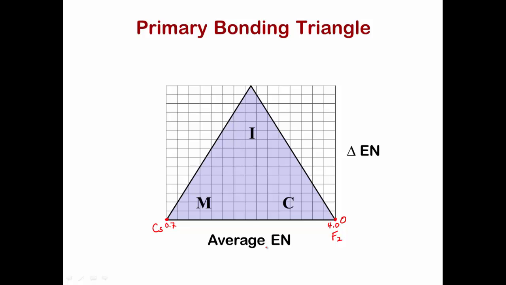And then finally on the third corner of the triangle we have the compound cesium fluoride, where the difference in electronegativity is the maximum possible, 3.3, and the average electronegativity falls exactly in between the two values shown, so 2.35. All other possible bonds between elements on the periodic table will fall somewhere within this triangle, and so we can get some sense of how close any particular bond is to ionic, covalent, or metallic character, or where in between those extreme categories a particular bond lies.